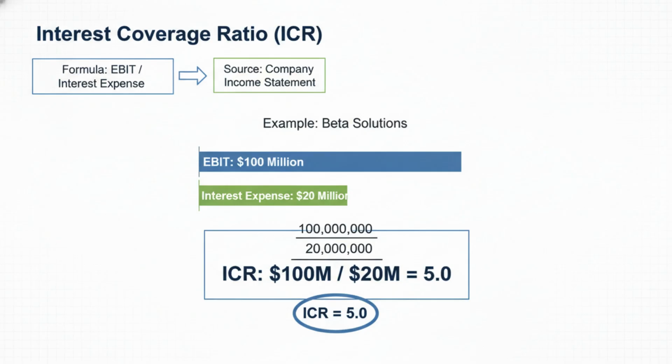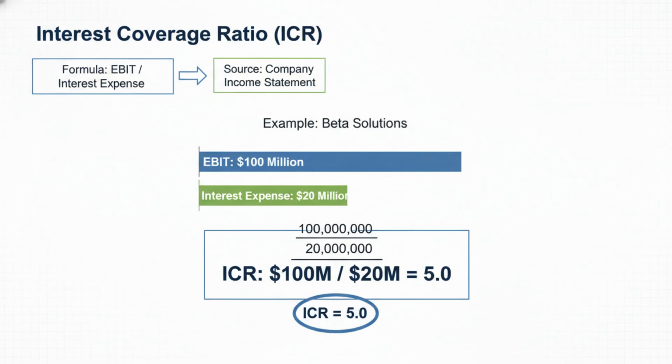divided by interest expense. Let's take Beta Solutions as our example. Suppose Beta Solutions reported an EBIT of $100 million for the past fiscal year. This figure represents their operating profit before factoring in any interest payments or taxes, providing a clear picture of their core business profitability. During the same period, Beta Solutions incurred an interest expense of $20 million on its outstanding debt. To find the ICR, we divide $100 million by $20 million, which yields an ICR of 5.0.